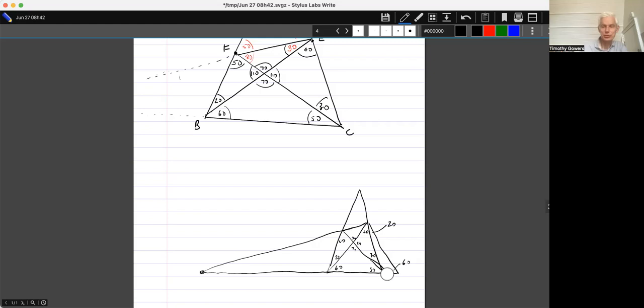What else can I put in? So 80 plus 60 is 140. So that, no, something's gone wrong. Sorry, this angle here is 130. Quick check. That doesn't make any sense. I don't know. Oh, I see, because 50 plus 30, so that angle there is 80. And so it's 100, that's more like it.